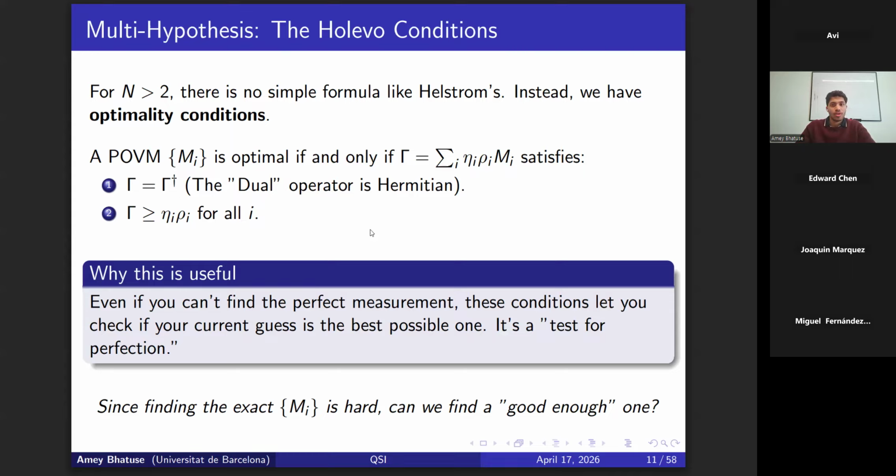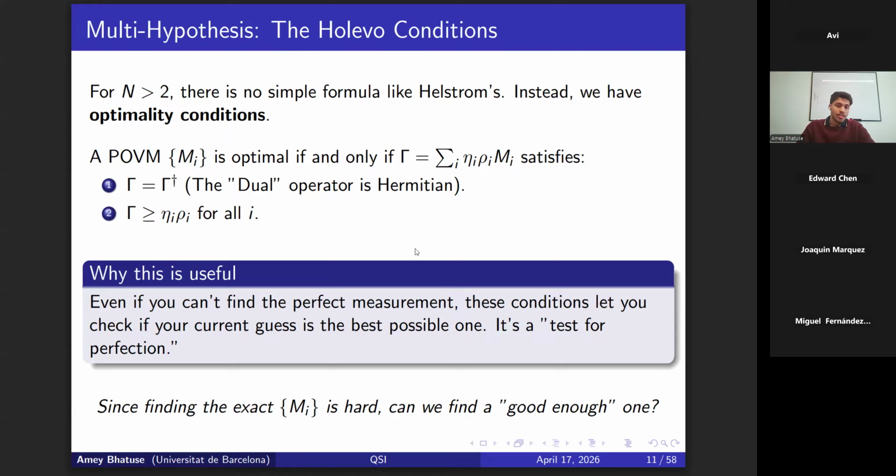And these are the conditions that you have. A POVM is optimal if and only if this operator that we created satisfies these two conditions. First, it should be Hermitian, and the second is that this operator should be greater than or equal to this quantity, the prior times the quantum state, for every quantum state. Why this is useful is that, let's say you don't find the perfect measurement, these conditions at least let you know how close you are, how good your current guess is. So it's like a test for perfection.